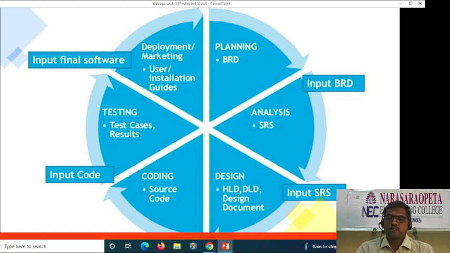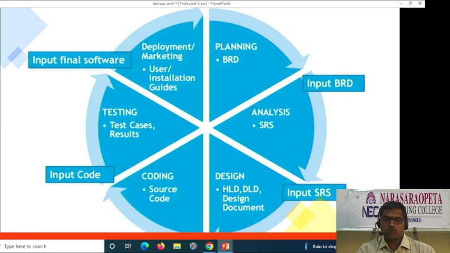So in this SDLC, coming to the planning phase, they have to prepare the business requirement documentation. That business requirement documentation is then input into the analysis. In this analysis, they have to prepare the system requirement specifications. The system requirement specifications are handed out to the design. According to the SRS, they have to design the HLDs and DLDs and the design documentation. These designs are handed over to the coding.